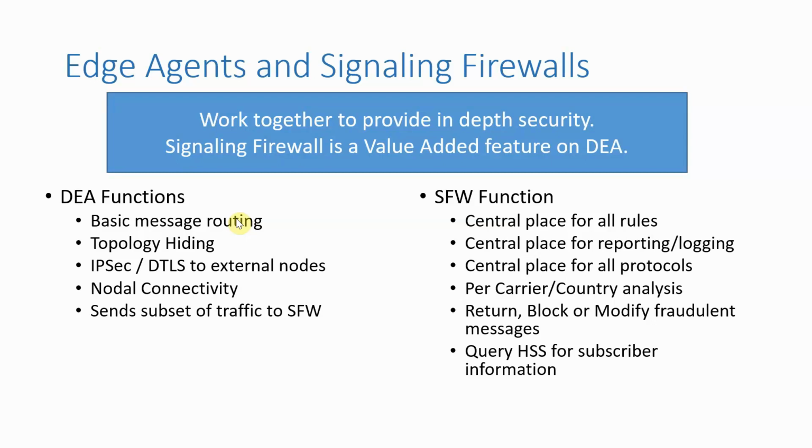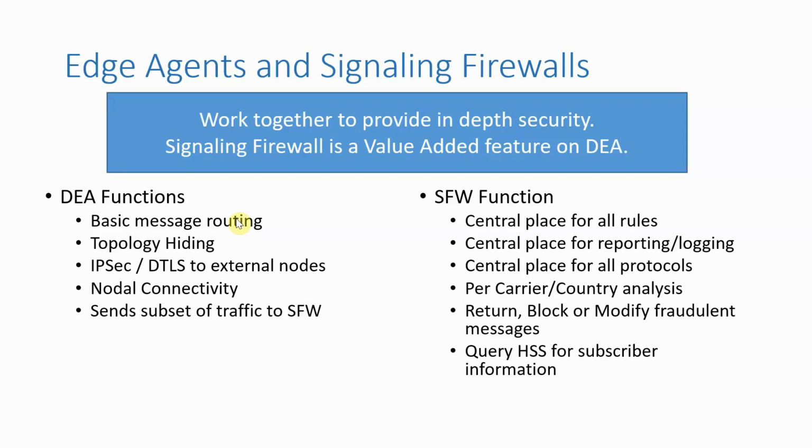The other thing we want the DEA to do is send a subset of traffic to the signaling firewall. So definitely we want it to send any of the traffic that's going to come into your network. We want to send that to the signaling firewall for some extra checks. Maybe the messages that are going between your own MMEs and your own HSS, you don't want to send to the signaling firewall, or you just want to check for throttling to make sure they're not sending too much traffic. So you've got a lot of choices you can make, and the DEA is going to be able to determine which messages will go to the signaling firewall.